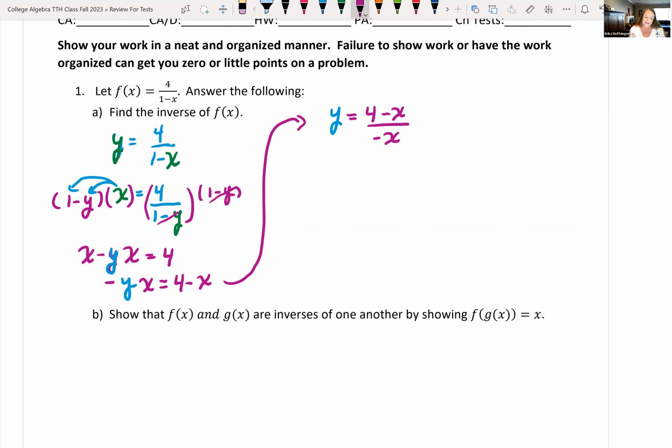So once we've isolated y, we're going to rewrite that as f inverse of x. So I get f inverse of x is equal to 4 minus x all divided by negative x. We can leave it like that, or if you wanted to, we could pull the negative that's in the denominator out front. I'm just going to leave it like this.